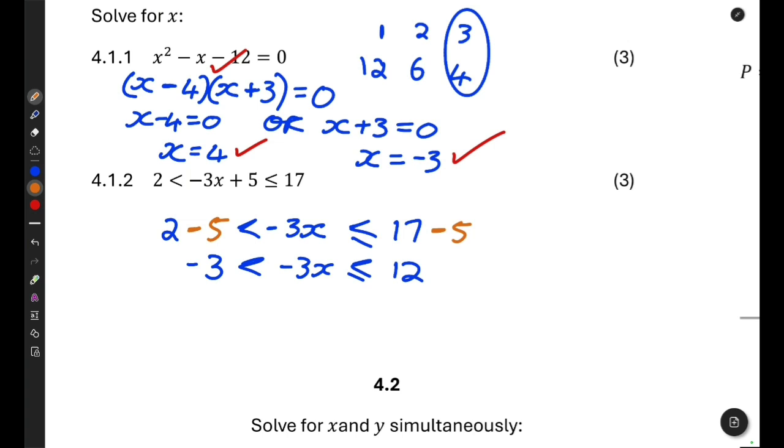Now I need to get rid of the minus 3. So I'm actually going to divide everything by minus 3. And then for those of you who are still awake with inequalities, remember, if I divide by a minus, I must flip all the signs. So now this middle would just be x. I'm flipping this sign. I'm flipping this sign. That would be a 1, and that would be a minus 4. Okay, so that is the answer.